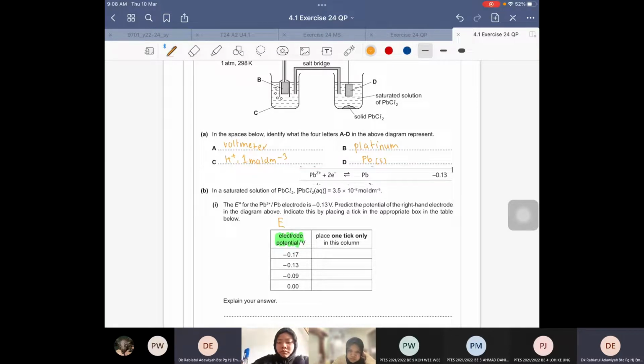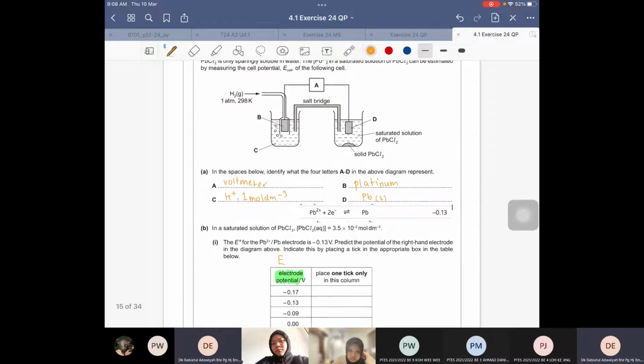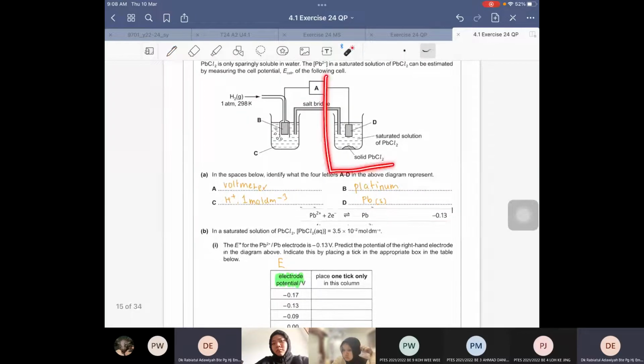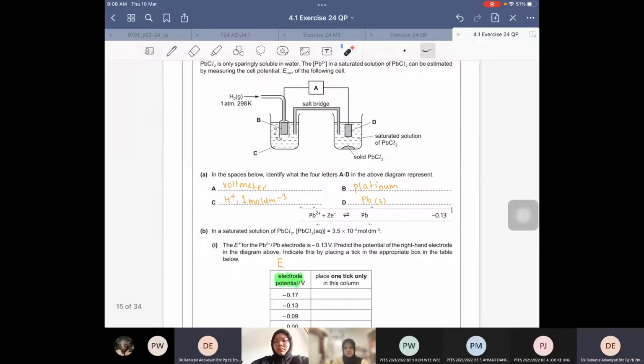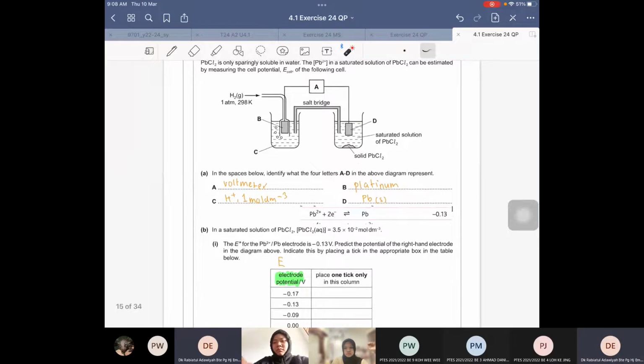So the E note, predict the potential of the right-hand electrode in the diagram above. So the right-hand electrode is referring to this half cell, okay? It's on the right side. What happens if you use a saturated solution of PbCl2? Now, remembering that PbCl2 is made up of Pb2 plus and Cl minus. Okay, so the one that we're interested in is the Pb2 plus.